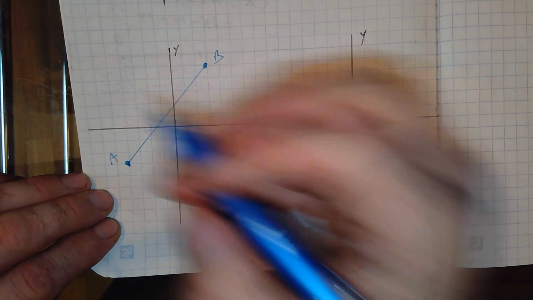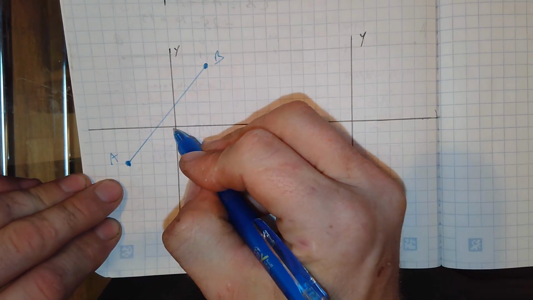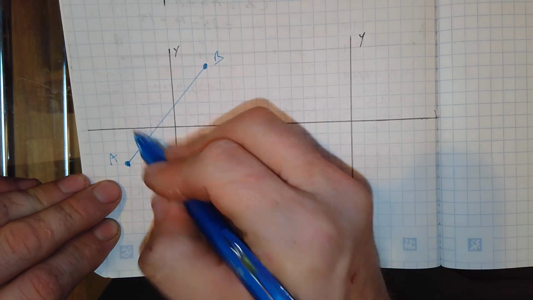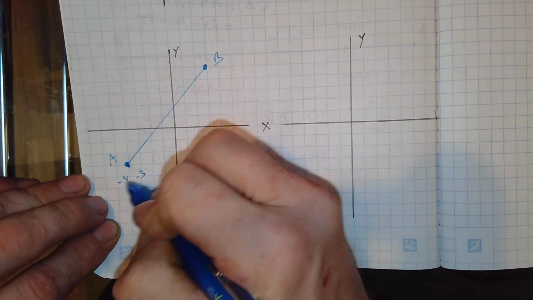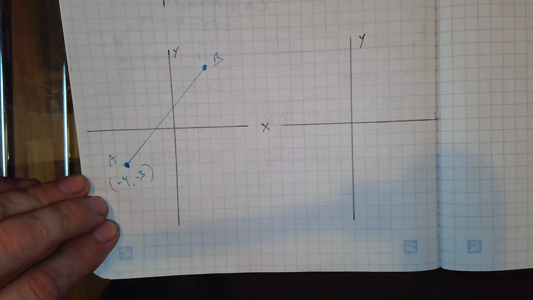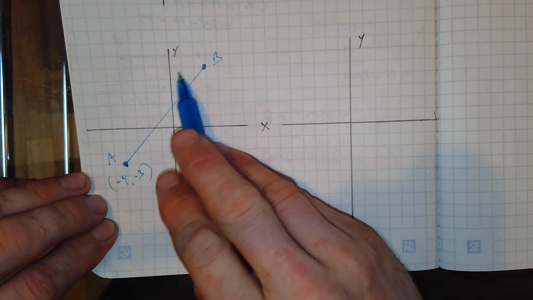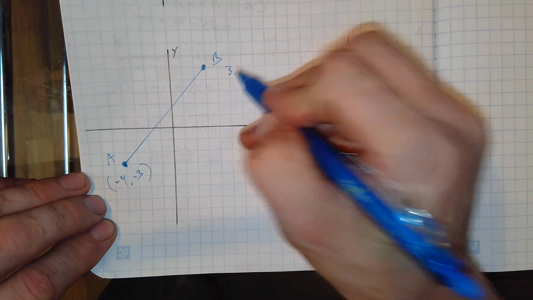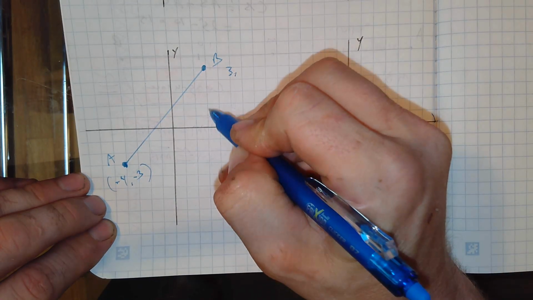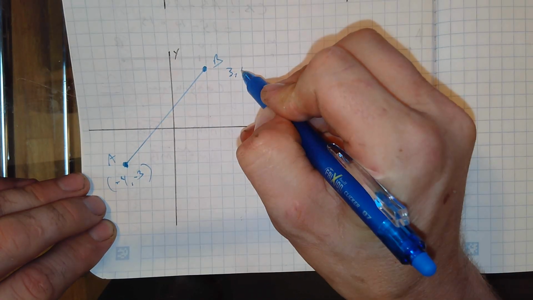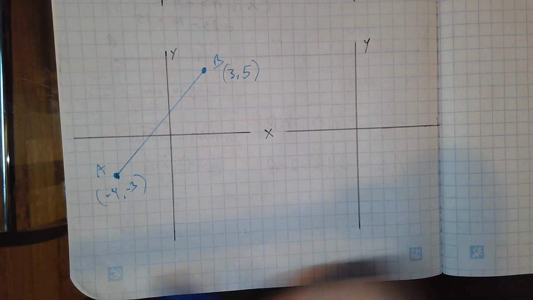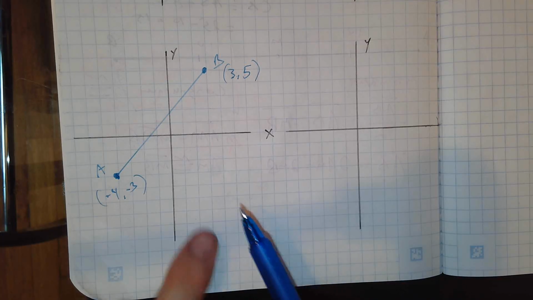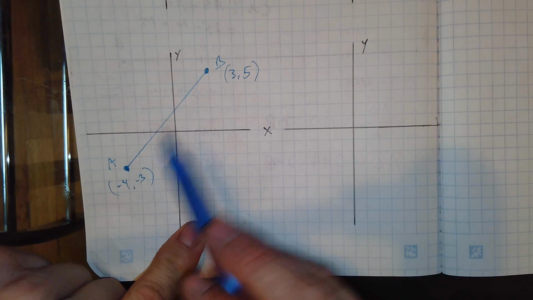Sorry about that. A is located at -4, 3 on my coordinate plane, and B is located at +3 in the x and +5 in the y. So what is the midpoint of this line? What is going to be the coordinate point of this one?